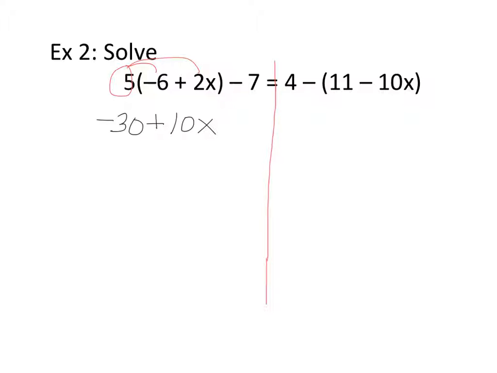That negative 7 does not get distributed to by the 5 because the negative 7 is not inside the parentheses. So that negative 7 will drop straight down. The equal sign stays right along that red line there, drops straight down.